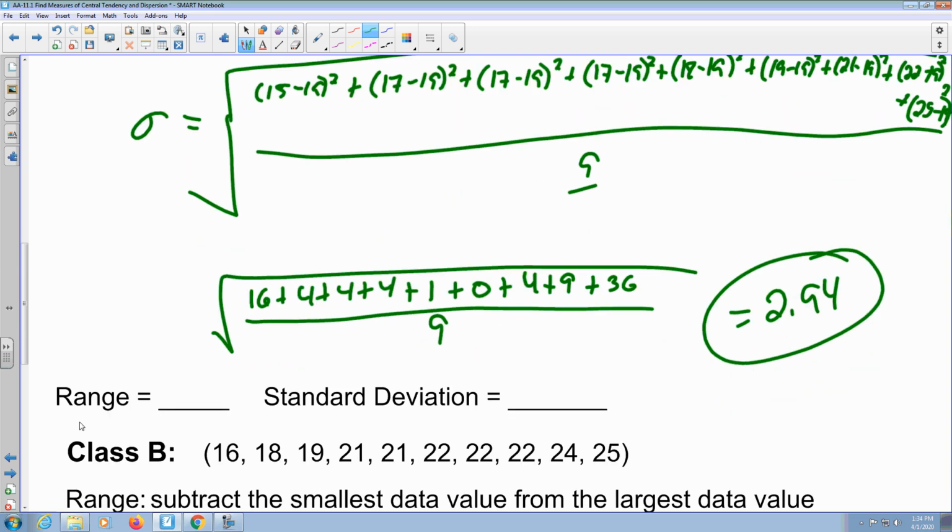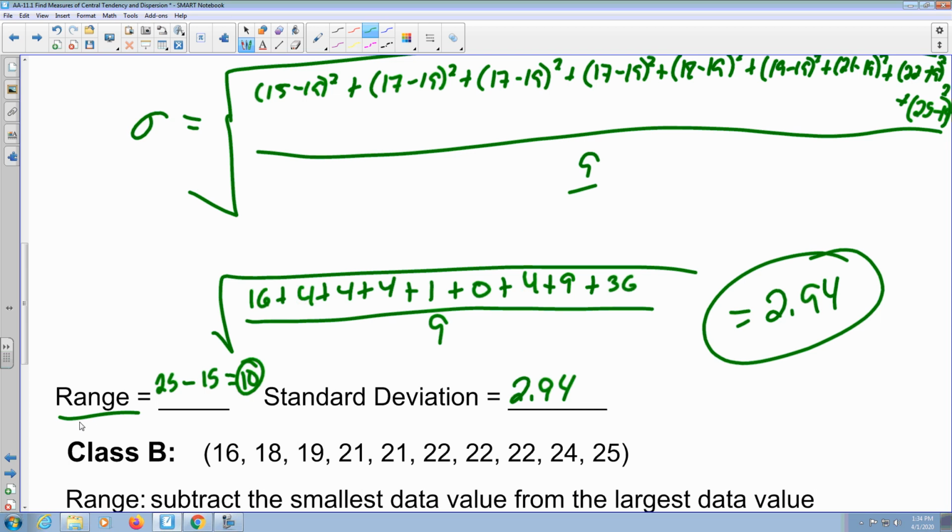For the range, all you do is take the largest number and subtract the smallest number. The largest number was 25 and the smallest number was 15, so the range in this case is 10. The standard deviation is 2.94.